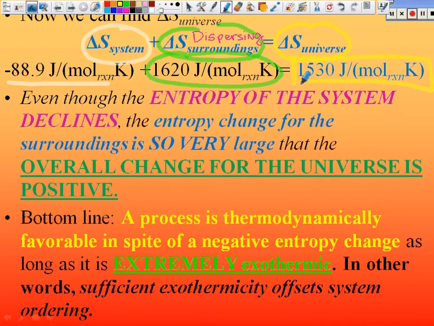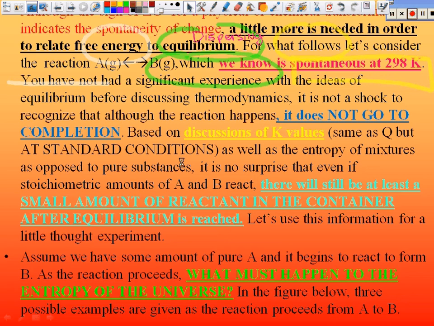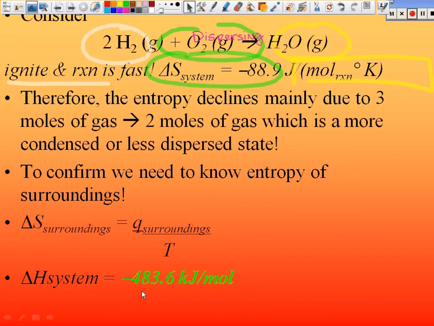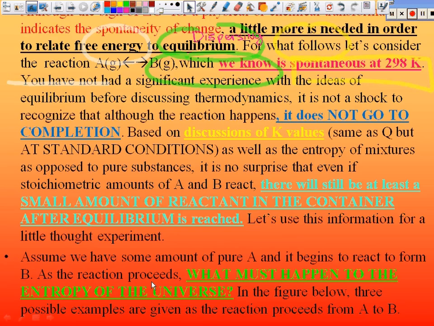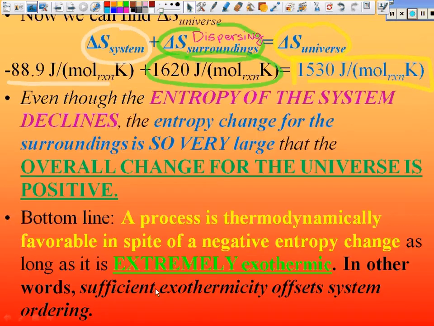And is the process of making water exothermic? How did you know that? What was the value for the delta H of the system? Negative 483 kilojoules. That's a very large exothermic reaction. Okay? All right. In other words, sufficient exothermicity sets off system ordering.